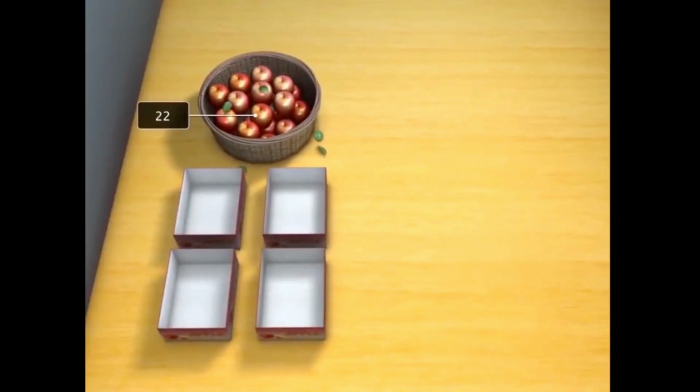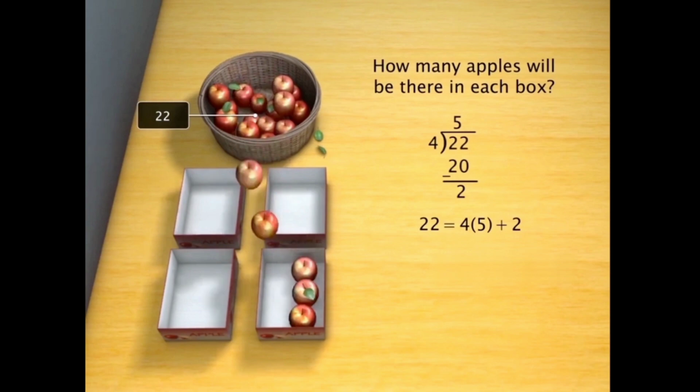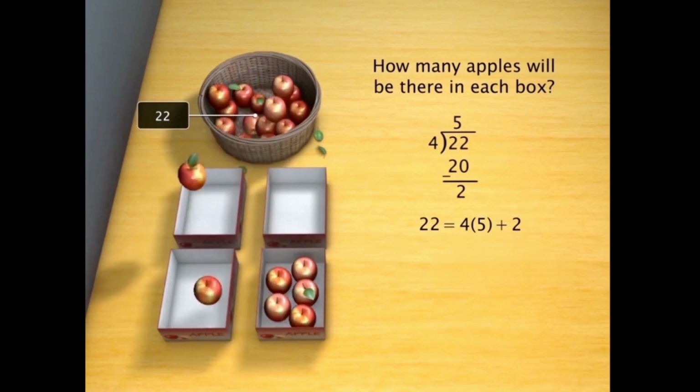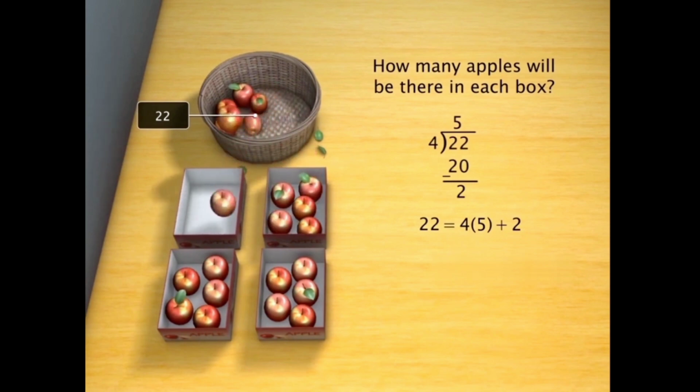If we divide them equally among 4 boxes, how many apples will be there in each box? It's easy to find out, isn't it? 22 is equal to 4 times 5 plus 2. Each box will have 5 apples and there will be 2 apples left in the basket.